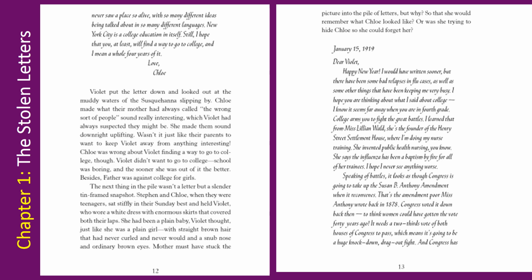The next thing in the pile wasn't a letter, but a slender, tin-framed snapshot. Stephen and Chloe, when they were teenagers, sat stiffly in Sunday best and held Violet, who wore a white dress with enormous skirts that covered both their laps. She had been a plain baby, Violet thought, just like she was a plain girl, with straight brown hair that had never curled and would never, and a snub nose and ordinary brown eyes. Mother must have stuck the picture into the pile of letters, but why? So that she would remember what Chloe looked like? Or was she trying to hide Chloe so that she could forget her?